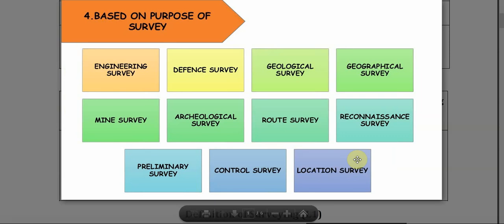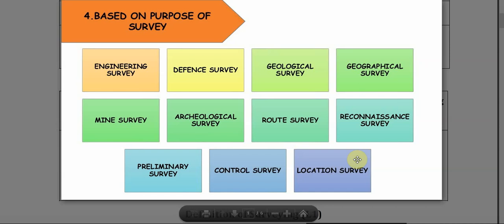Now, based on the purpose of surveying, we have engineering survey. It is done for engineering purposes such as construction of roads, highways, railways, buildings, etc. Defense survey, it is done for defense purposes such as locating the enemy's position or locating the line of control, locating the bunkers, etc. The positions of the enemy. Geological survey, to find various geological deposits, its locations in the map.